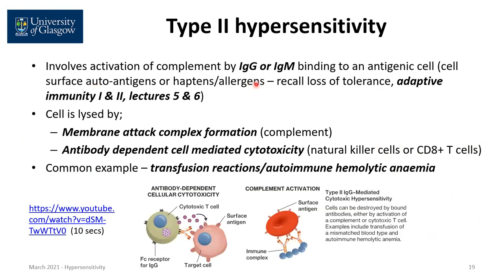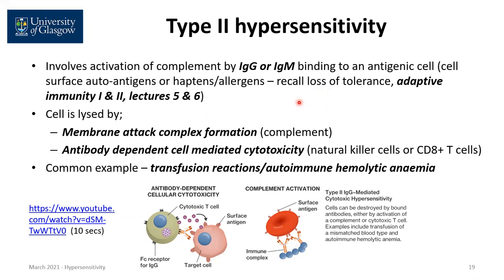So if we start with type 2, this can involve two mechanisms, and it's basically the immune system responding to an antigenic cell. What I mean by this is a cell that is expressing antigens that the immune system is recognizing as foreign particles. Generally speaking, this will arise from a loss of tolerance. We talked about the importance of central and peripheral tolerance. If those mechanisms are bypassed for whatever reason within a given individual, then type 2 hypersensitivity reactions may arise.